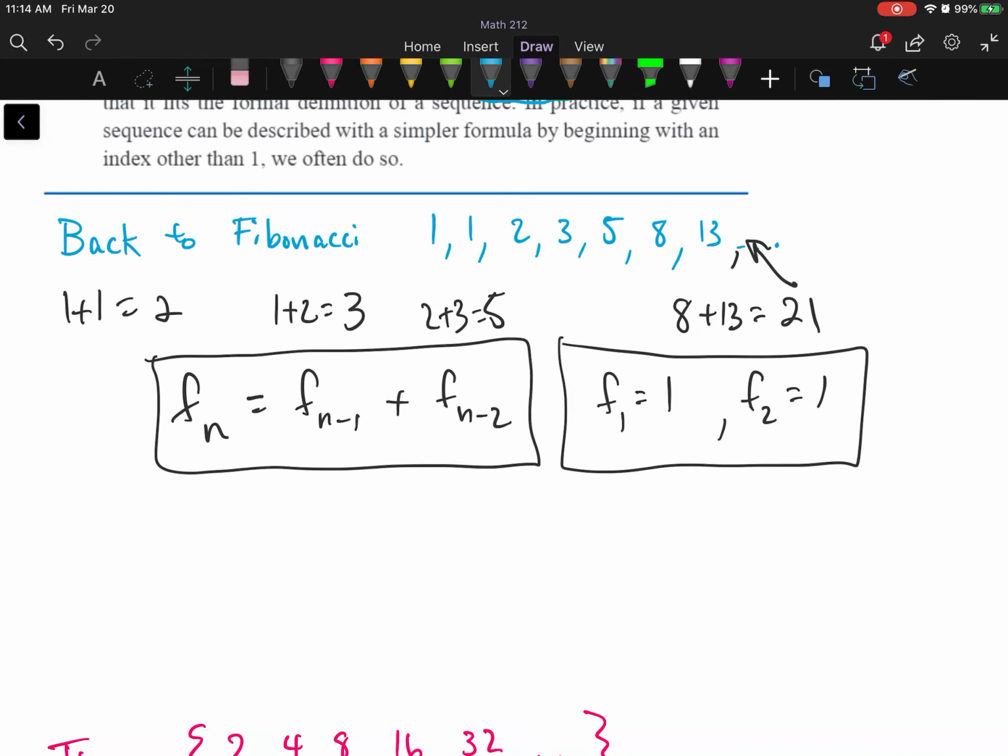Let's go with blue here. This is a recursive definition. And it's called recursive because we are defining the nth term in the Fibonacci sequence based on previous terms.